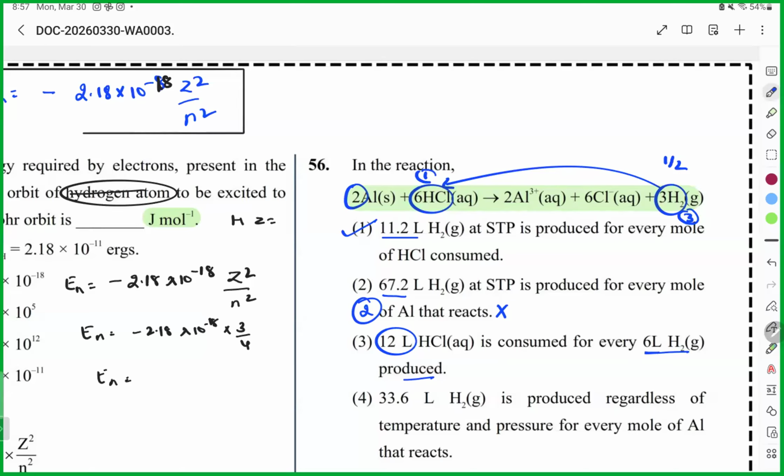Correct? Example, for 6 liter, 6 liter divided by 22.4, and 12 liter, 12 divided by 22.4. Is it double? No. This is 1.5 mole for aluminium. No, it happens only at standard temperature and pressure, not at any temperature, not at any pressure. That's why this is wrong. How many of you understood, or should I explain this again?